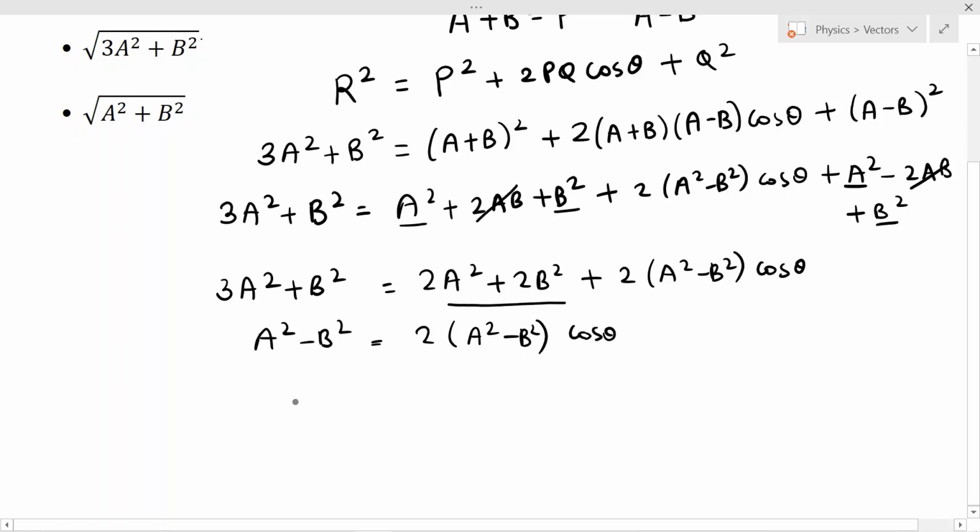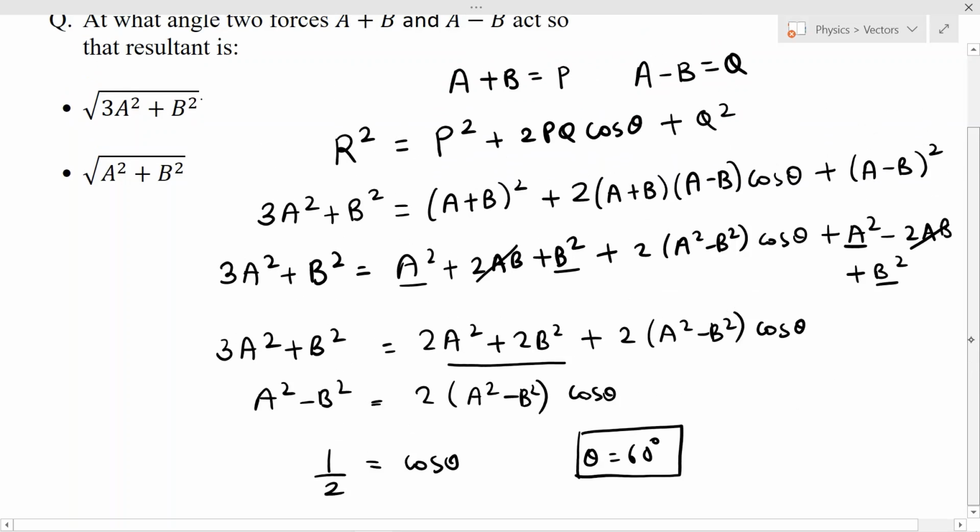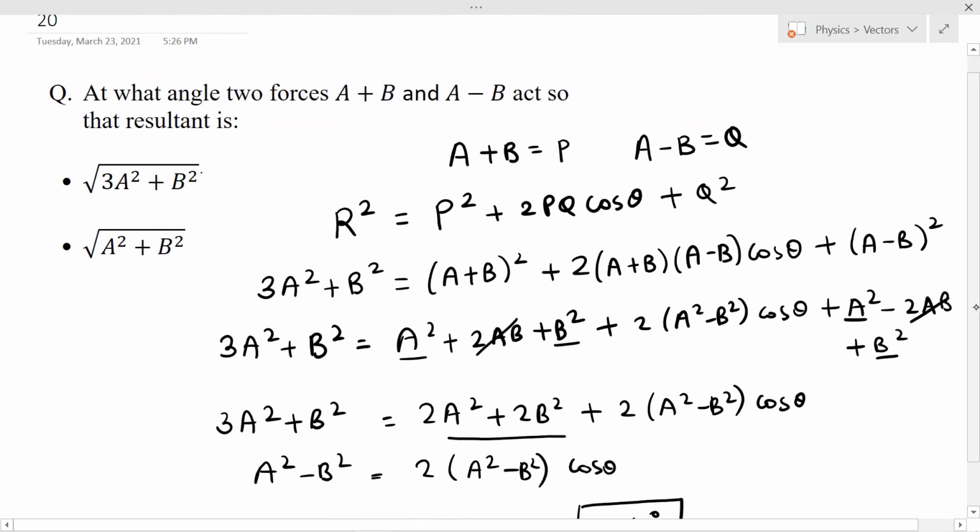So now this gets cancelled, A square minus B square. So this becomes 1 by 2 is equal to cos theta. Now cos theta is 1 by 2 when theta is equal to 60 degree. So the angle between the two forces A plus B and A minus B is 60 degree.